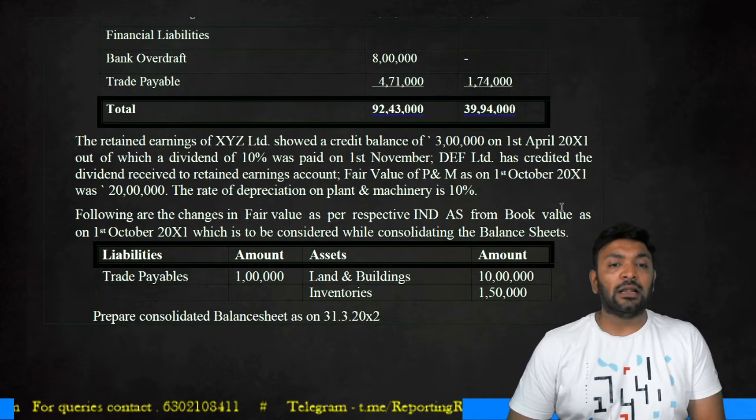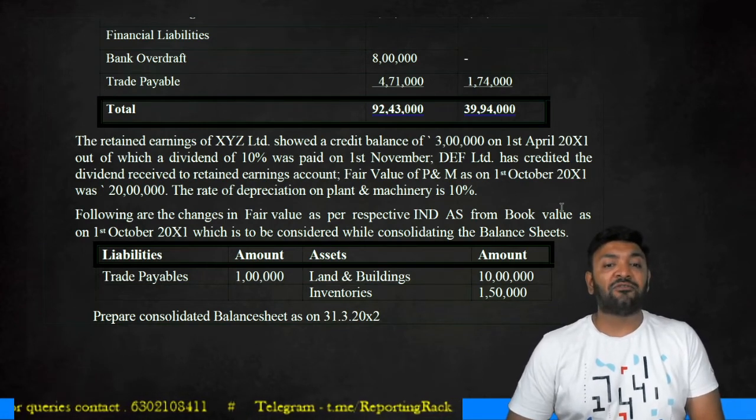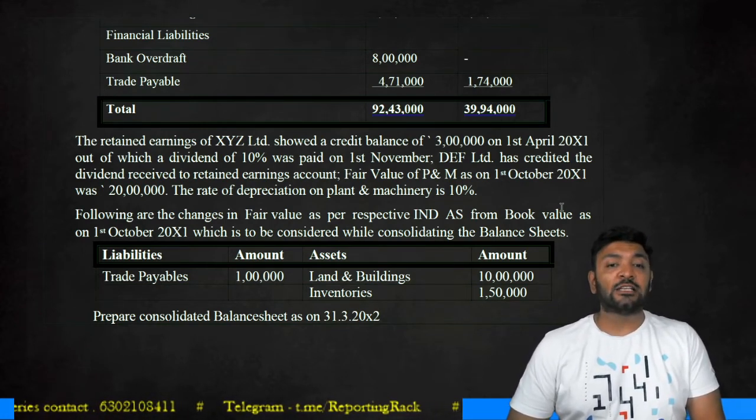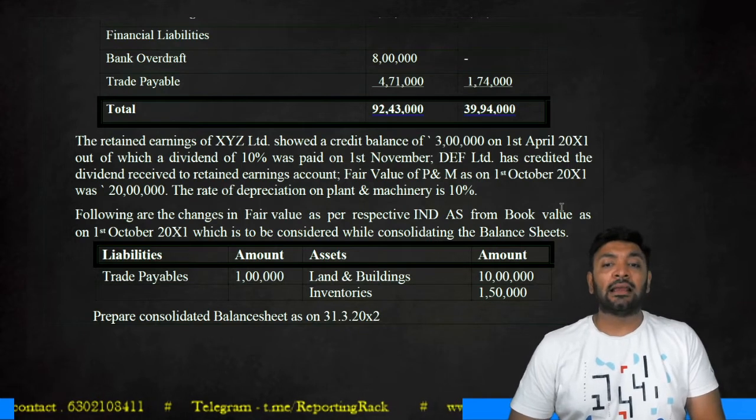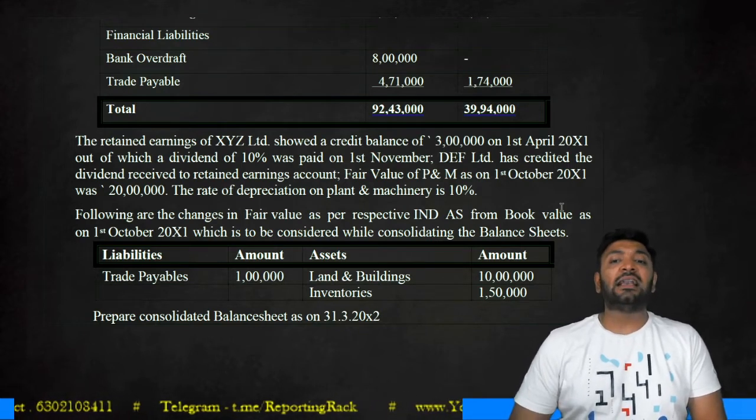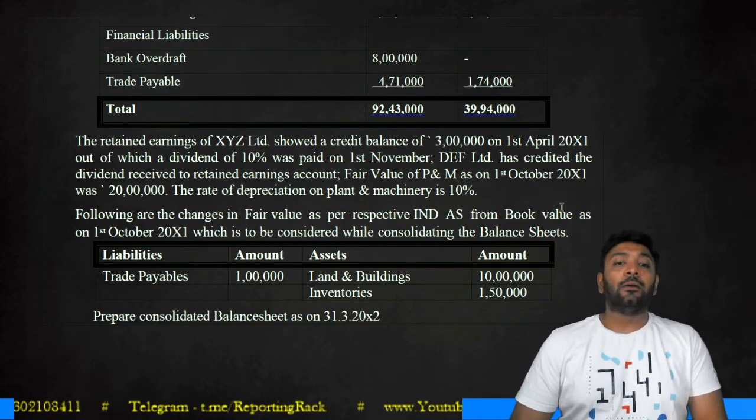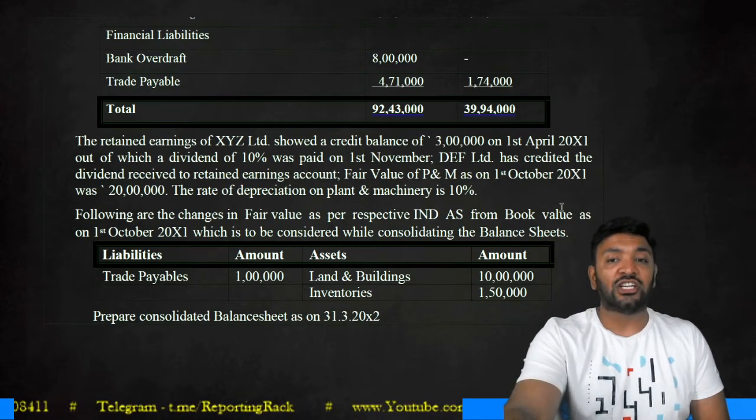So the trade payables, these are changes in fair value. Trade payables increased by 1 lakh, land and building increased by 10 lakhs, and inventories have increased by 1 lakh 50. Prepare consolidation as on balance sheet date.